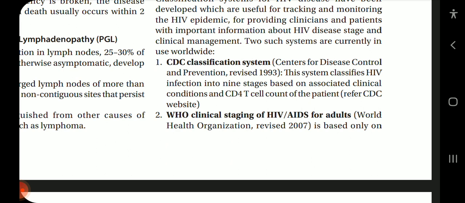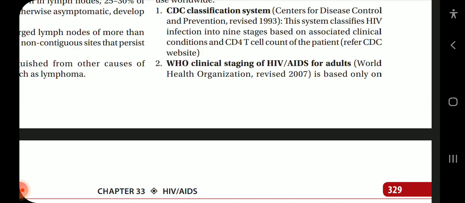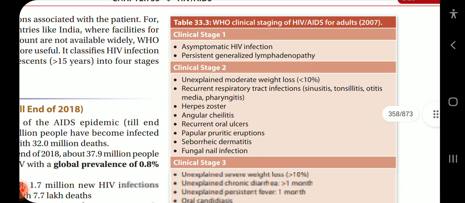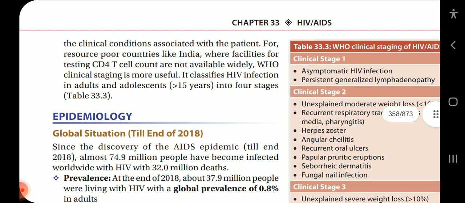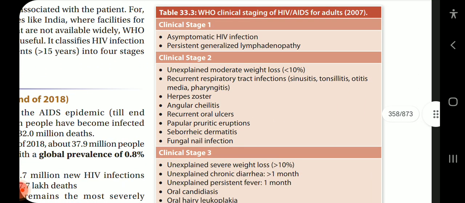WHO clinical staging, World Health Organization, revised in 2007, is based only on the clinical conditions associated with the patient. For resource poor countries like India, where facilities for testing CD4 T cell count are not available widely, WHO clinical staging is more useful. It classifies HIV infection in adults and adolescents more than 15 years into 4 stages, like we can see in the figure. In clinical stage 1, asymptomatic HIV infection with persistent generalized lymphadenopathy is categorized.